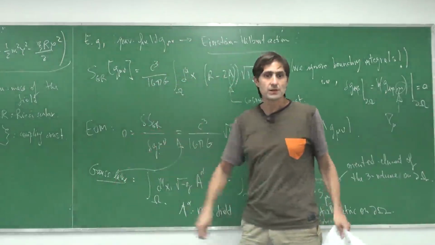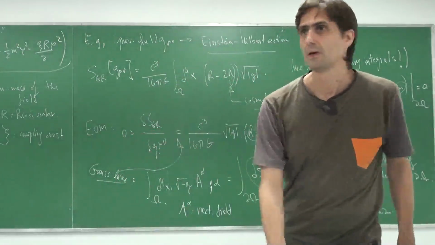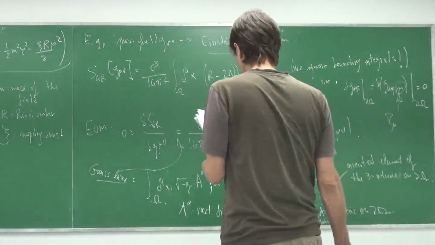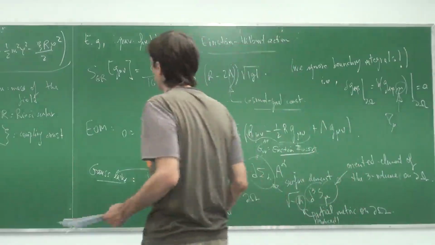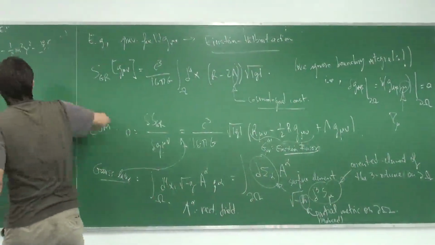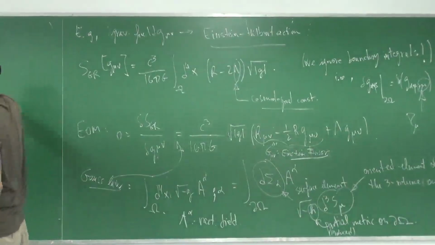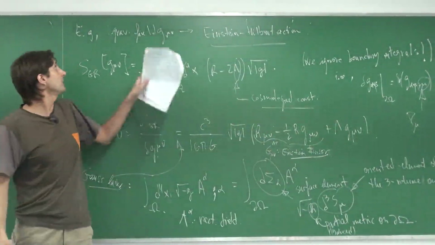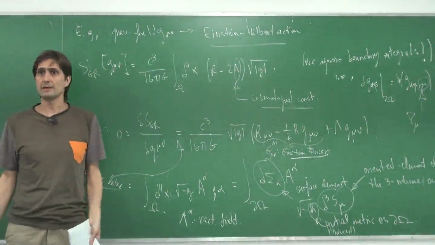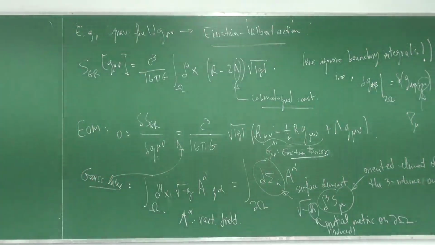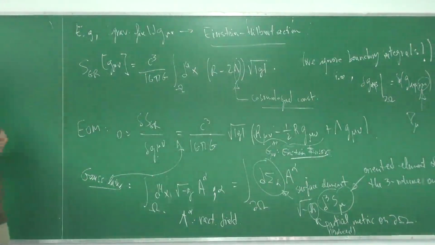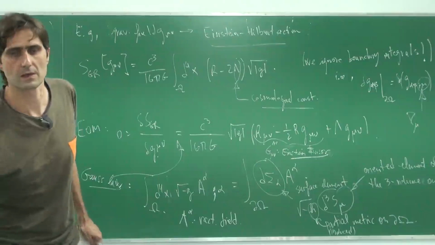Now, we want this to be equal to 0, and that would be your Einstein equations in vacuum. Okay, this is the case where the only field that you have is the gravitational field. You have no other fields, you have no matter fields. Any questions?